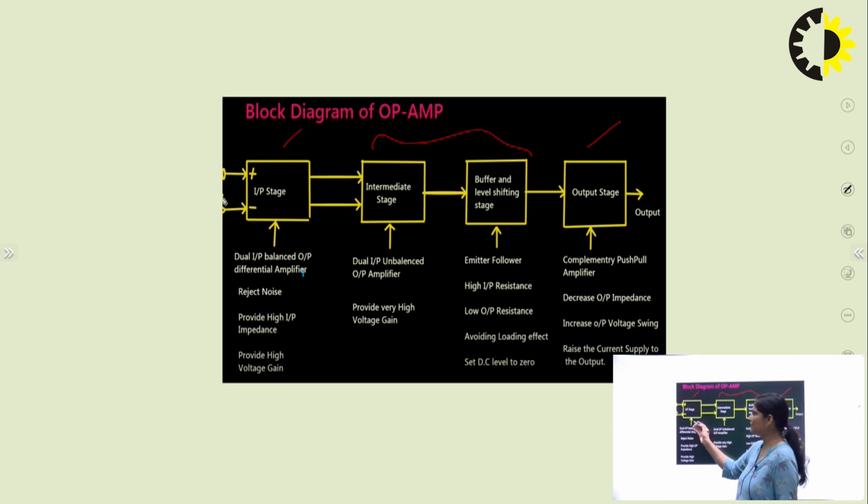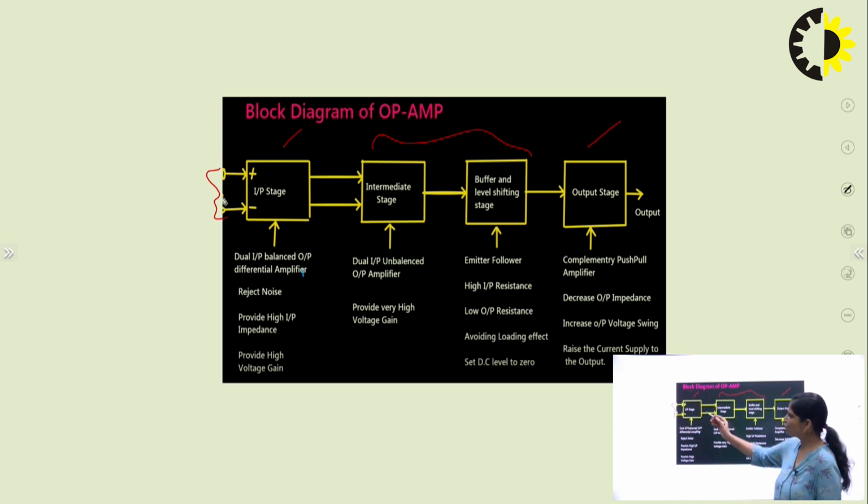First, covering the input stage, here we give inputs from these 2 terminals. So there are 2 terminals at the input side and 2 terminals at the output side. This is a dual input balanced output differential amplifier. What is the working of this input stage in the operational amplifier? It rejects the noise from the input signal, provides high input impedance, and provides high voltage gain. So, this is the working of the input stage.